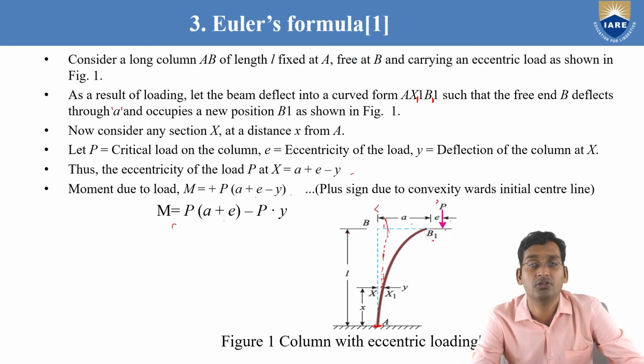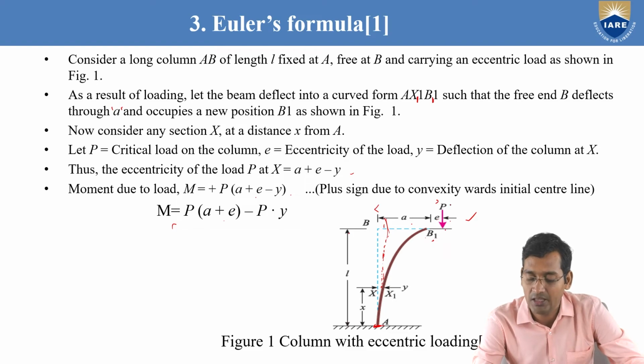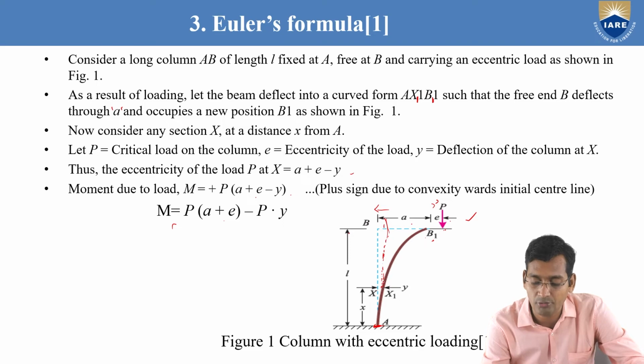Now the derivation, the most important derivation from this chapter. Alright, so this is one of the most important derivations. Now just see what the condition was. One end is fixed, another one is free, and the load is acting at an eccentric distance e here. So this total distance from here to here will be a plus e, and at this point it is given as y. So from here to here, this distance will be a plus e minus y.